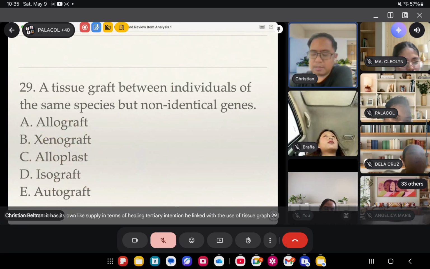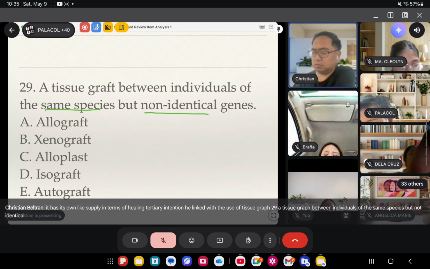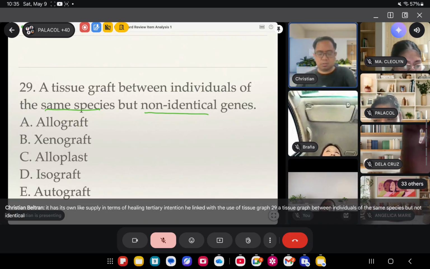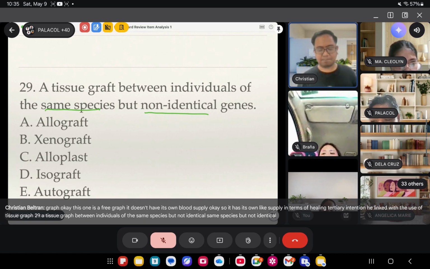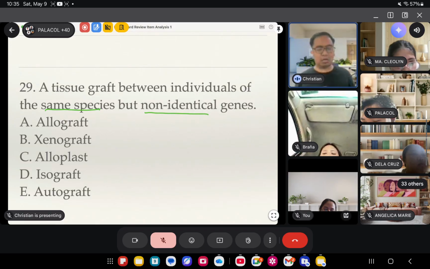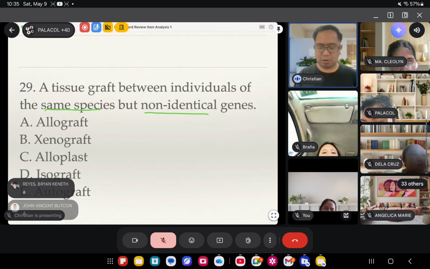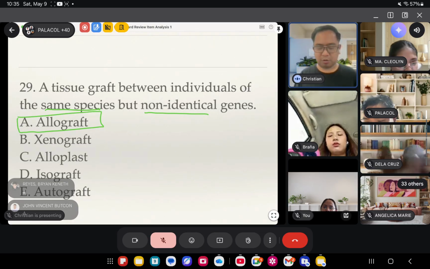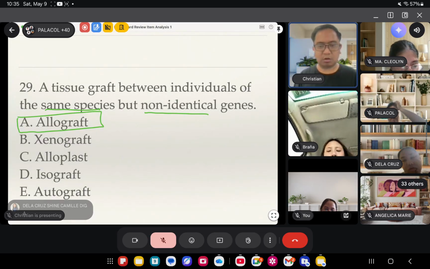29. A tissue graft between individuals of the same species, but not identical. Same species, but not identical. May donor ka. It's allograft. Tama, allograft.